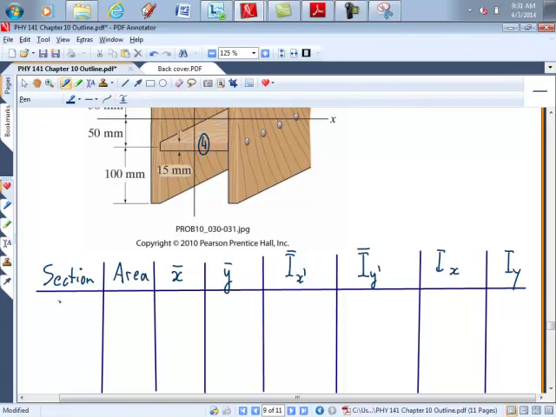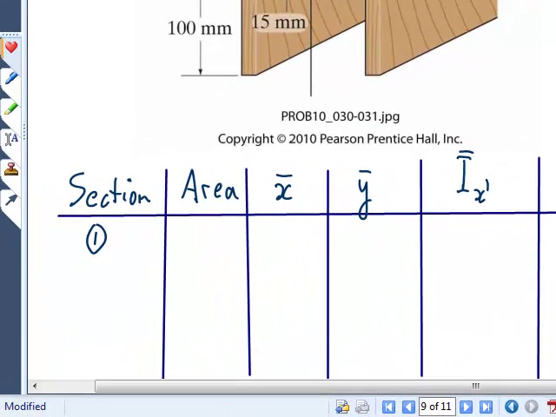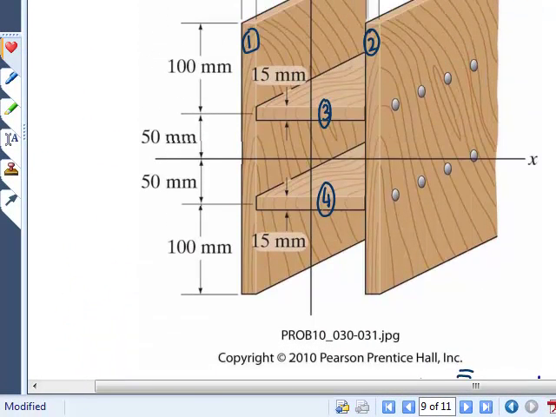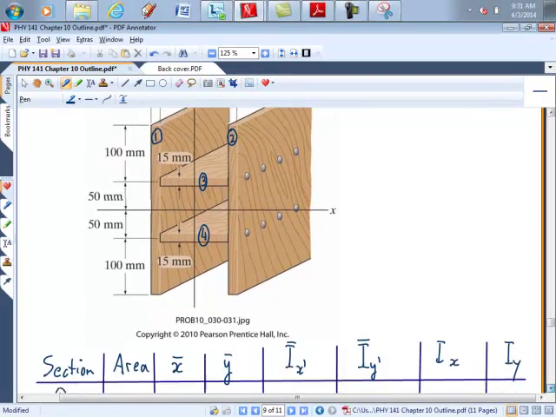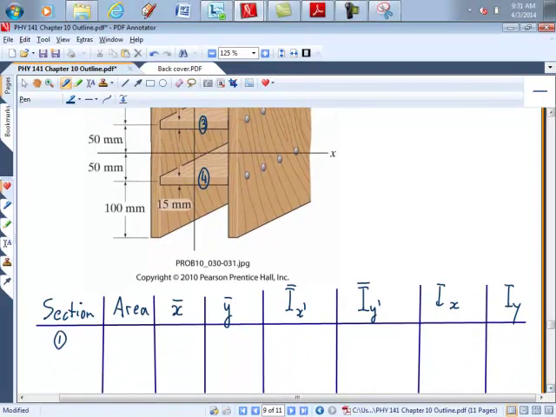Okay, so we'll start with section 1. Section 1 is this board, and it is 15 millimeters thick, and 150 and 50 and 100, so 300 millimeters deep. So 300 by 15 is 4,500 millimeters squared.